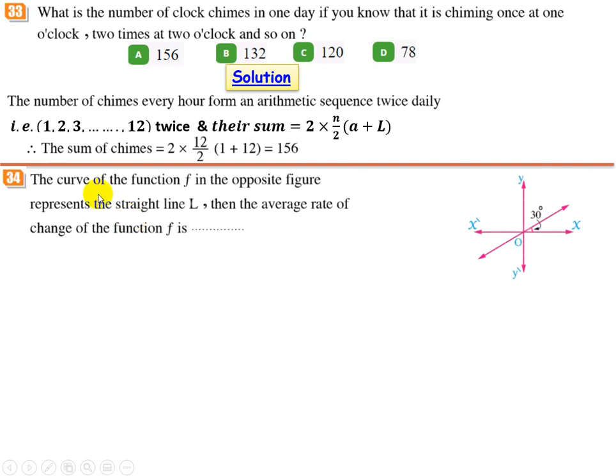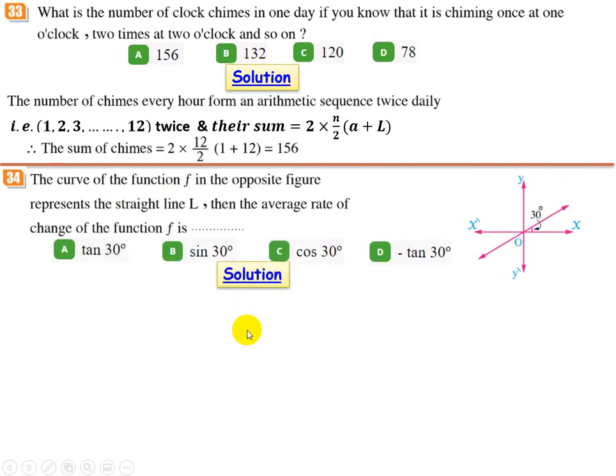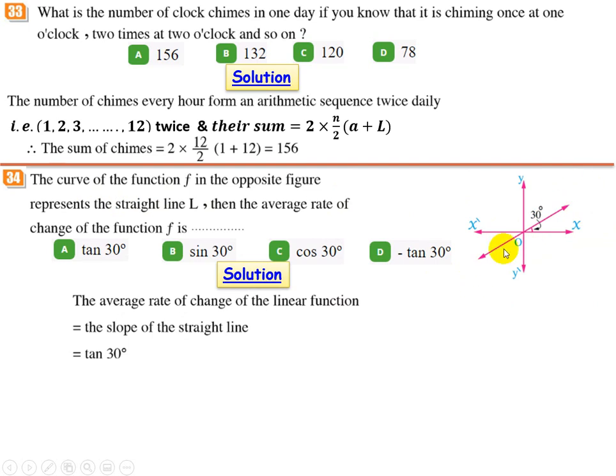Number 34. The curve of the function f in the opposite figure represents the straight line L, then the average rate of change of this function. The average rate of change of this function equals the slope of the straight line, which means tan theta, tan 30.